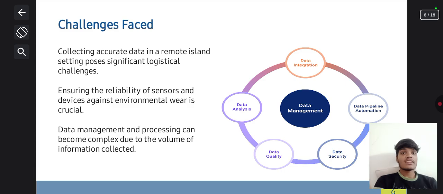Next, what are the challenges faced on this Iceland? Collecting accurate data in a remote Iceland setting poses significant logistical challenges.